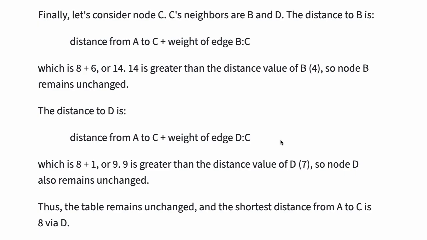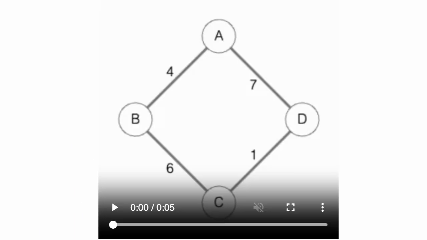9 is greater than the distance value of D, which is 7, so node D also remains unchanged. Thus, the table remains unchanged, and the shortest distance from A to C is 8 via D. Here's a video demonstration.